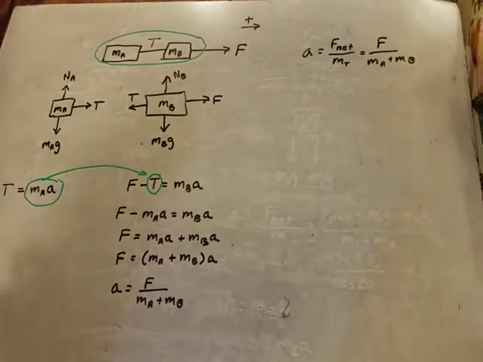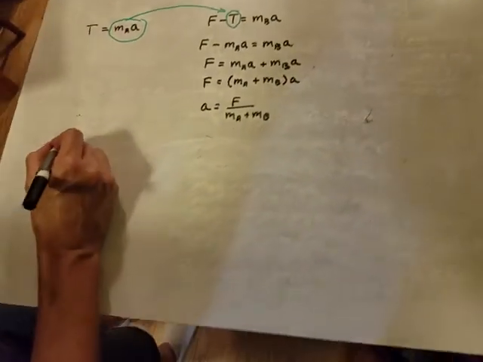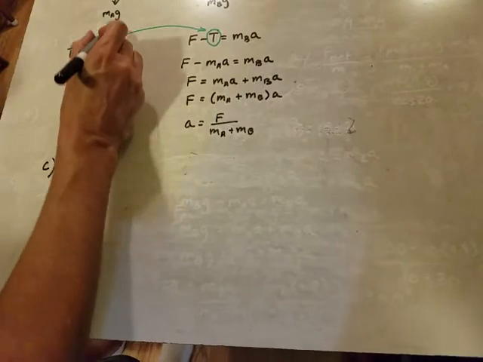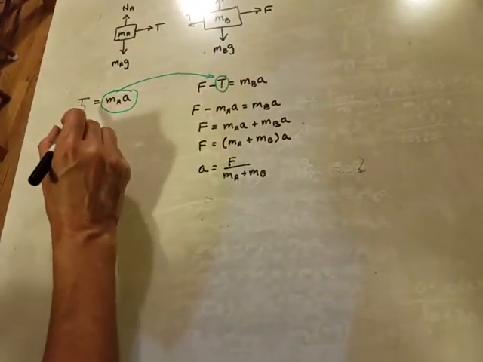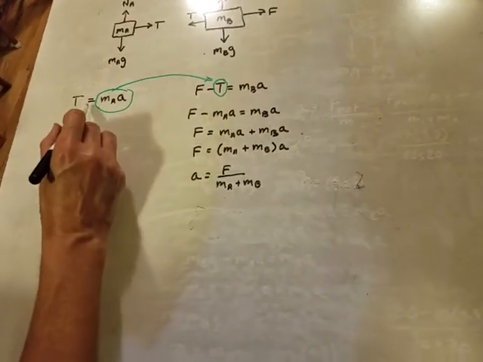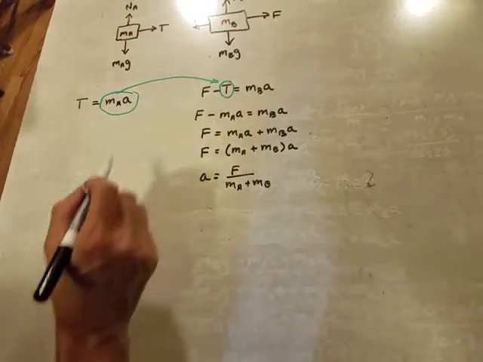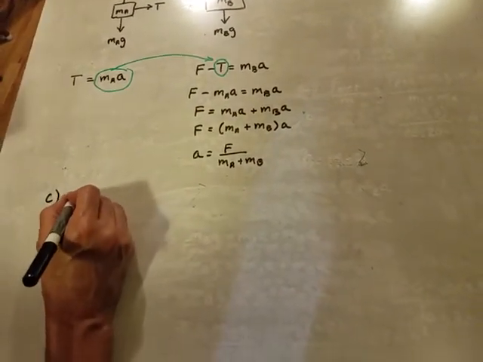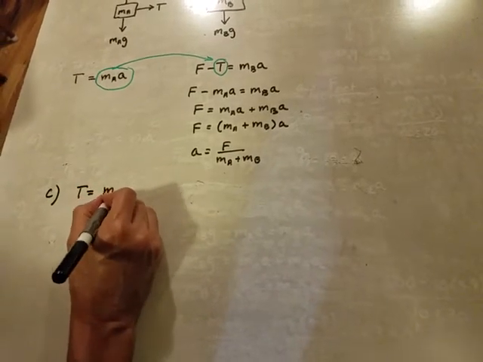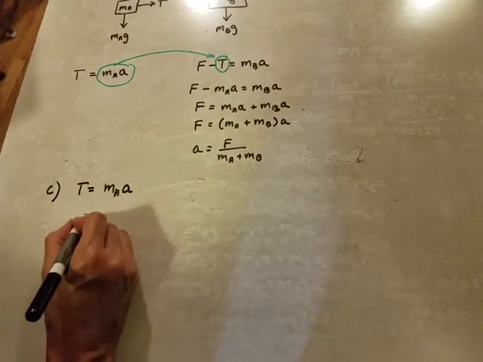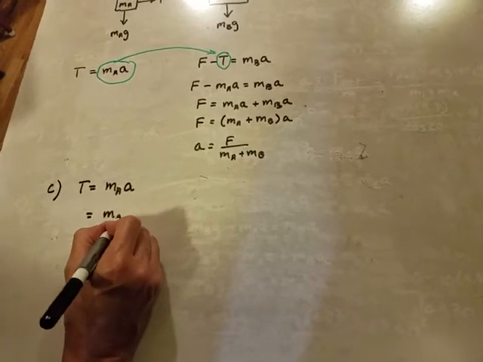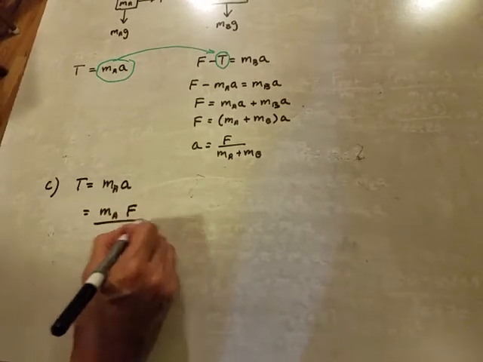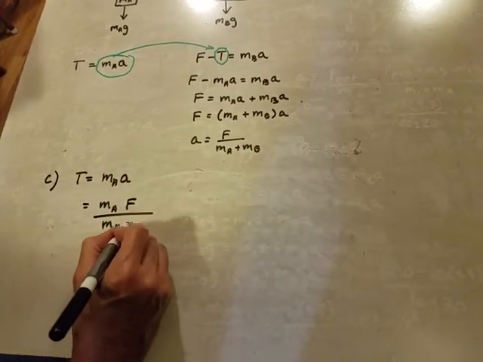So then part C, we're figuring out the tension. We have to do the free body diagrams and the equations in order to get an equation for tension, but to get acceleration, we can use the short version. So our tension is equal to MA times A. So this is MA times force over MA plus MB.